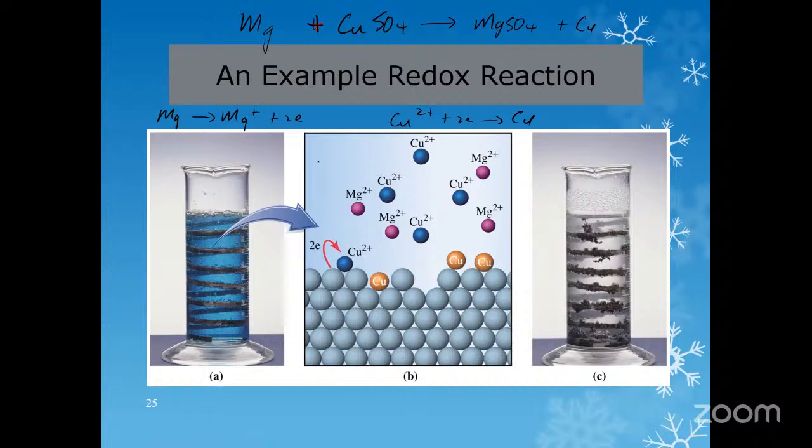One key thing I want to stress here before we move on to balancing equations is that the number of electrons lost in the oxidation half reaction must be equal to the number of electrons gained in the reduction half reaction, right? That is true for every single redox reaction. The number of electrons lost must equal the number of electrons gained. That's something important I thought I should stress before we move on to balancing redox equations.